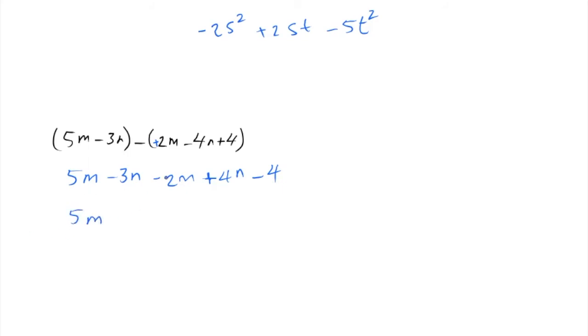5m minus 2m minus 3n plus 4n minus 4. 5m minus 2m is 3m, minus 3n plus 4n will be plus 1n, or just plus n, and minus 4. So this is how you subtract polynomials.